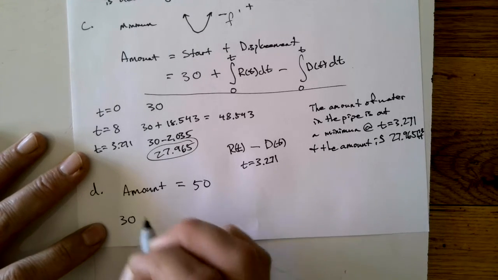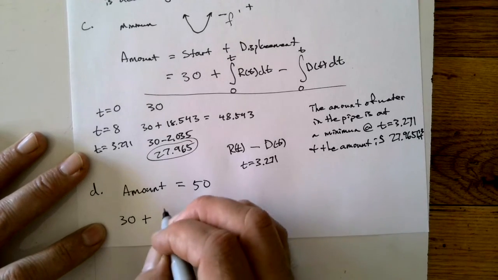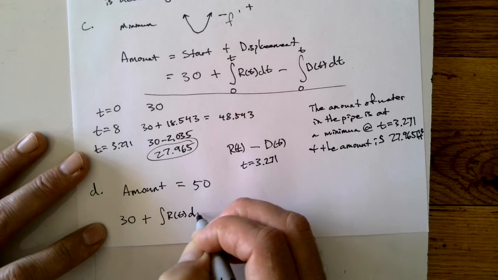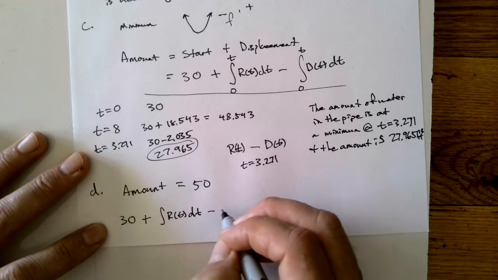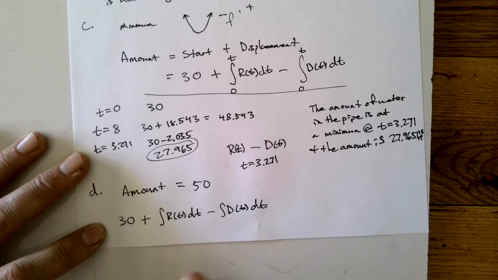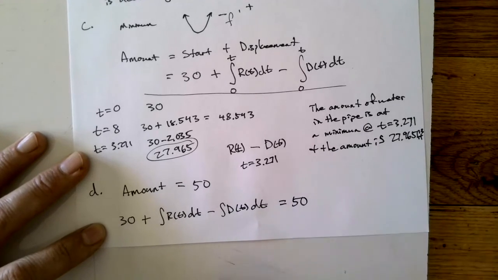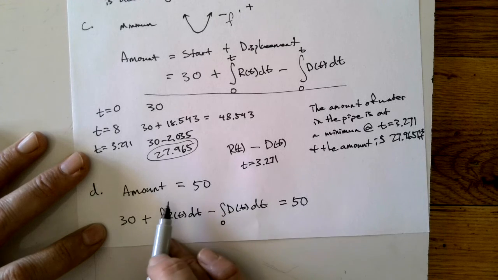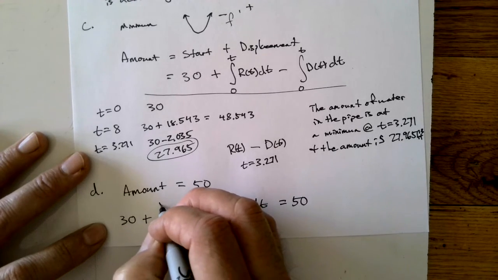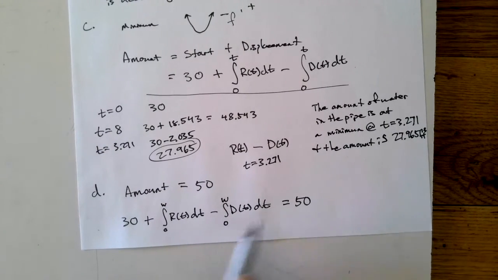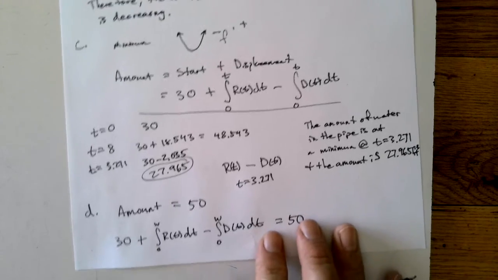Well, the amount is 30 plus the integral of R of t dt minus the integral of d of t dt. Okay? We're wondering when that's equal to 50. Now, what are our bounds? We start at 0. We don't actually know the time. We don't know the specific time. But it says time will be W. So that will tell us at what time, if we solve that, that will tell us exactly the time that it's equal to 50 and it starts to overflow.